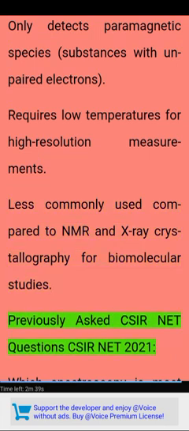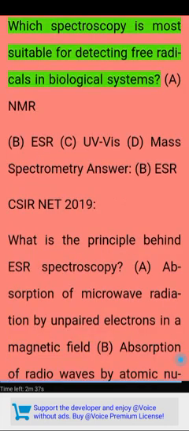Previously asked CSIR-NET question. CSIR-NET 2021. Which spectroscopy is most suitable for detecting free radicals in biological systems? A. NMR. B. ESR. C. UV-Vis. D. Mass spectrometry. Answer: B. ESR. CSIR-NET 2019. What is the principle behind ESR spectroscopy?